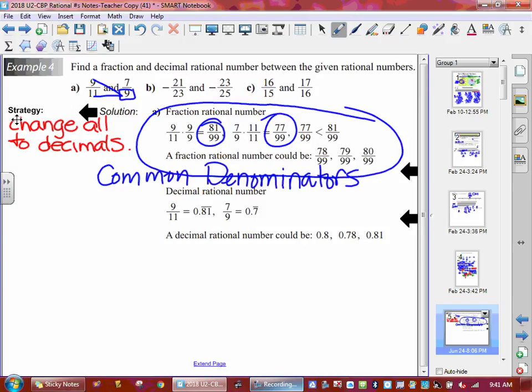So what they're showing us here is any numbers that have a top number between those numbers. So we could have 78, 79, 80, okay? Any numbers in between 77 and 81. That's what it's showing us, okay? Those would give us answers in between those two decimal numbers. So whenever they're asking about that, always find a common denominator.